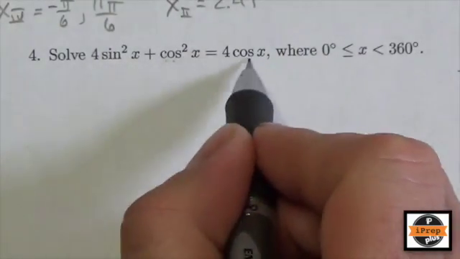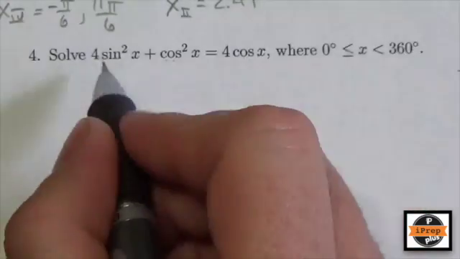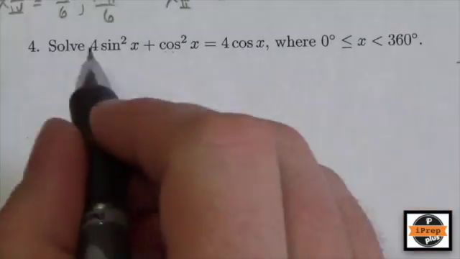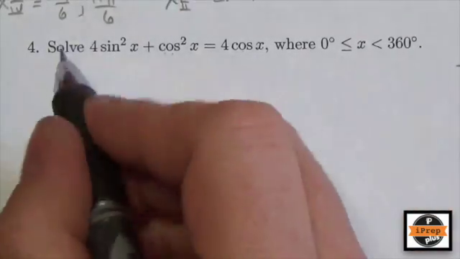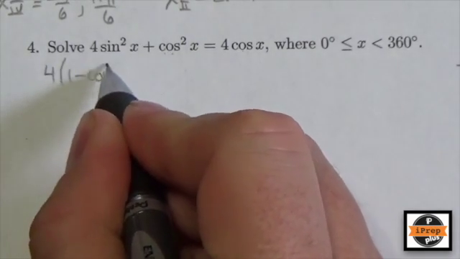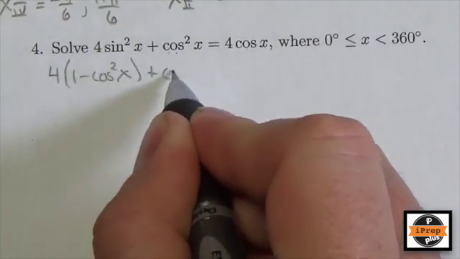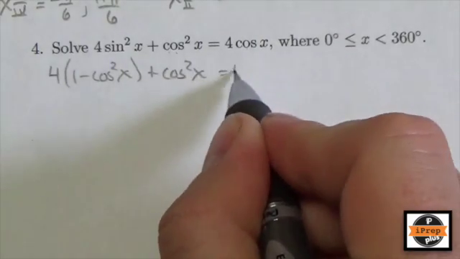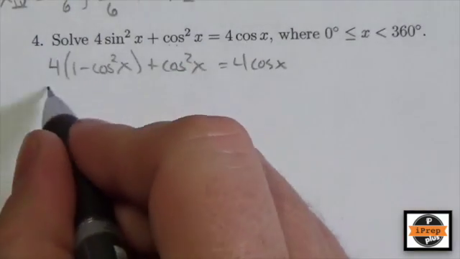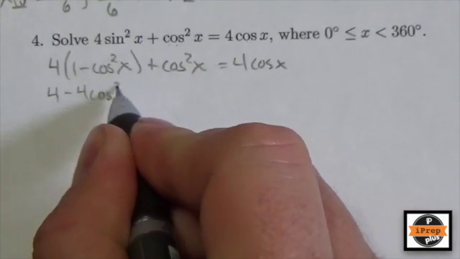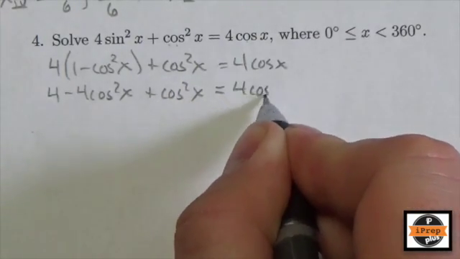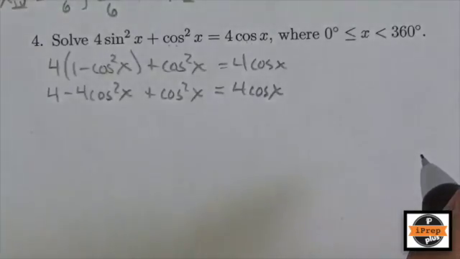Notice that I've got cosine here and a cosine here. It's the sine that's the different one. So what I'm going to do is use that sine squared plus cos squared equals 1 identity to replace the sine squared of x. And so this will become 4 times 1 minus the cosine squared of x plus the cosine squared of x is equal to 4 cosine of x. And now I'll expand that out. And now everything is in terms of cosine.